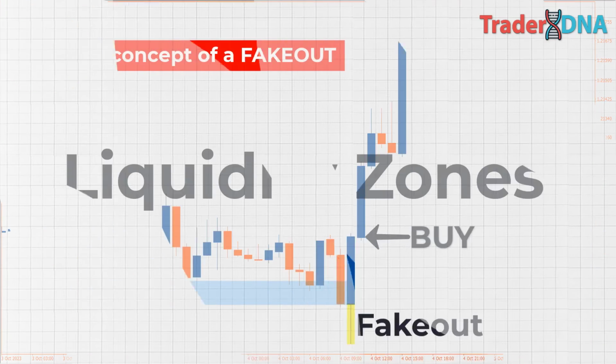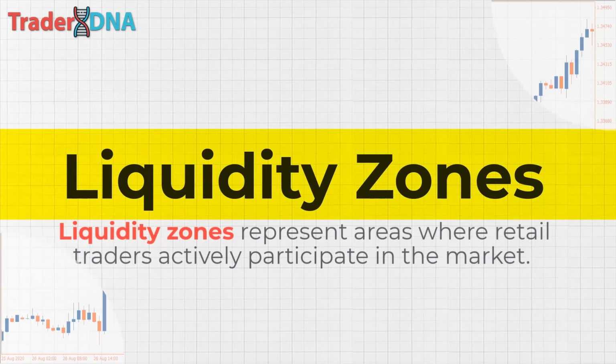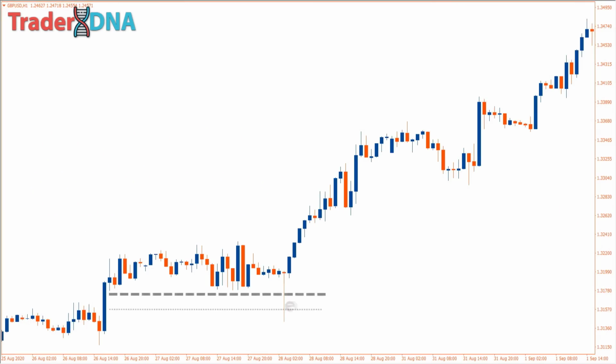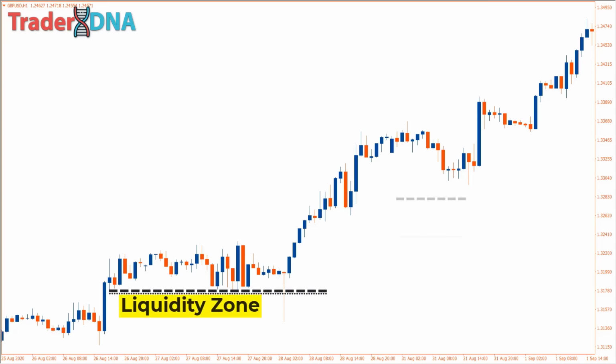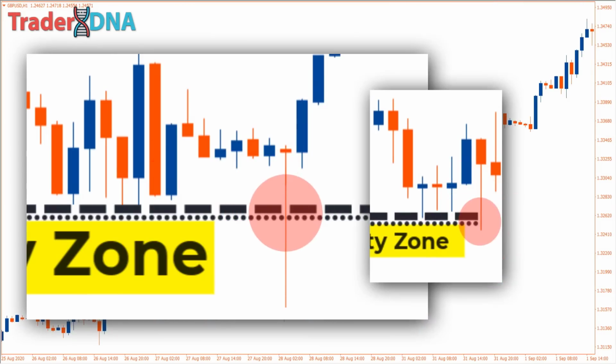Liquidity zones. Liquidity zones represent areas where retail traders actively participate in the market. It's well known that multiple rejections serve as intriguing entry points for traditional traders, as many stop losses and liquidities are accumulated beneath them. Smart money's objective is to sweep through all the stop losses of retail traders, and our strategy is to enter the trade after these stop losses have been cleared.